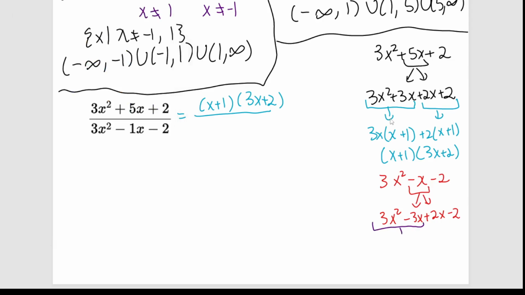So for the first two terms, their greatest common factor is 3x. What will be left in parentheses? Well, 3x squared divided by 3x leaves us with x. Negative 3x divided by 3x leaves us with negative 1. For 2x minus 2, their greatest common factor is positive 2. 2x divided by 2 leaves us with x. Negative 2 divided by 2 leaves us with negative 1.